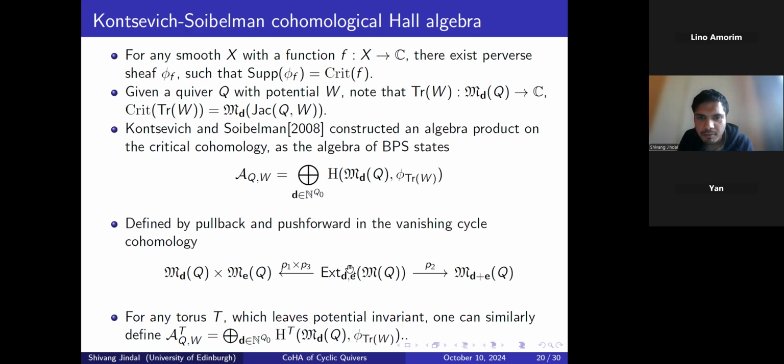And in fact, for any torus T which leaves the potential invariant, you can also consider the T-equivariant homology. Then you can define a similar Hall algebra structure on the T-equivariant homology of the quiver with potential. So instead of taking this vector space, you can take T-equivariant homology. Is the product structure clear? Are there any questions so far?